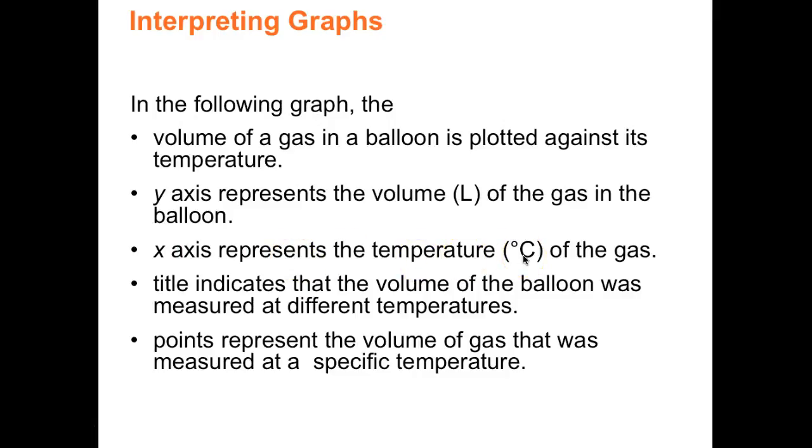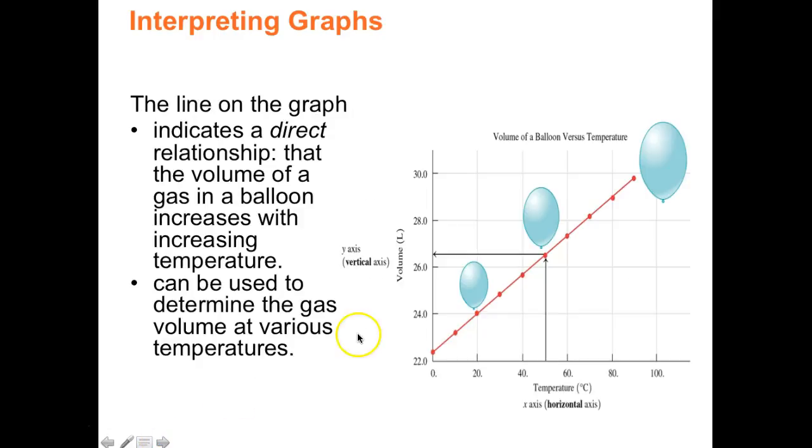The title of the graph will indicate what is happening, what relationship is being studied, and the relationship being studied is volume of balloon versus temperature. Each data point on the plot was measured: the volume of the gas was measured at specific temperatures. This straight line indicates there is a direct relationship, both are increasing, which is why the plot is a straight line.